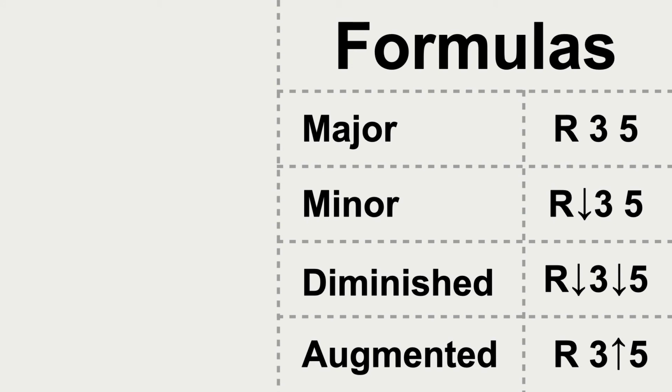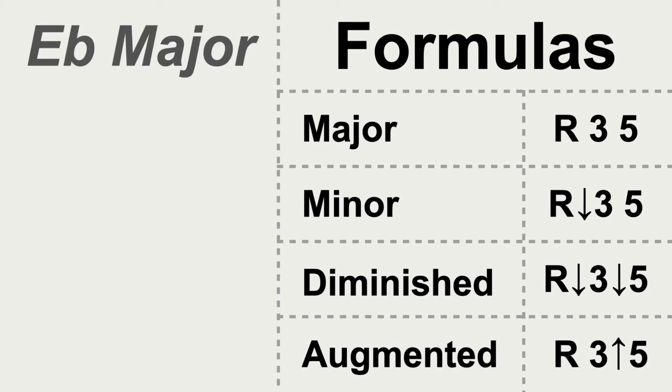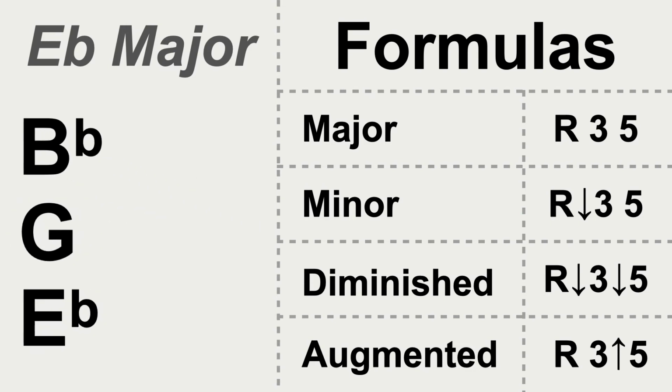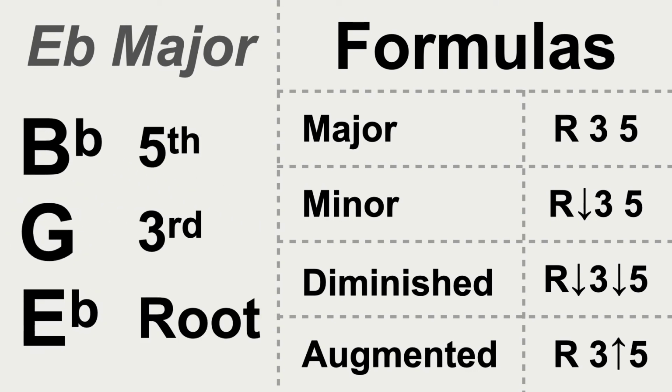Let's do a flat key. Let's do E flat major. So the first step is to spell your E flat major pentascale: E flat, F, G, A flat, B flat, and get rid of 2 and 4, and we're left with E flat being the root, G is the third, and B flat is the fifth. And that is how to spell an E flat major triad.